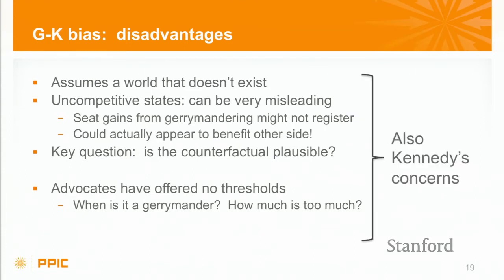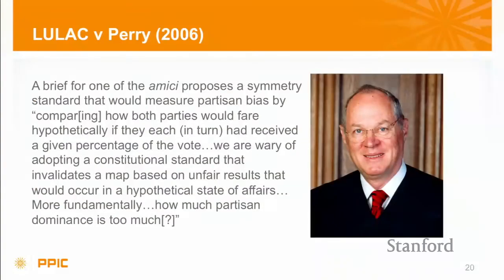Conveniently enough, these are actually also Kennedy's concerns. And he's the swing vote here, right? And so he says, this is what I don't like about Gelman-King bias. He says, okay, so this brief for one of the amici proposes a symmetry standard that would measure blah, blah, blah. We are wary of adopting a constitutional standard that invalidates a map based on unfair results that would occur in a hypothetical state of affairs. So this is the counterfactual problem. More fundamentally, you don't have a threshold. How much partisan dominance is too much?